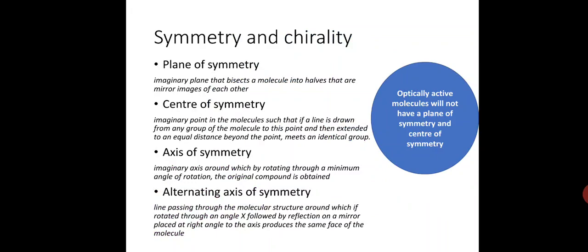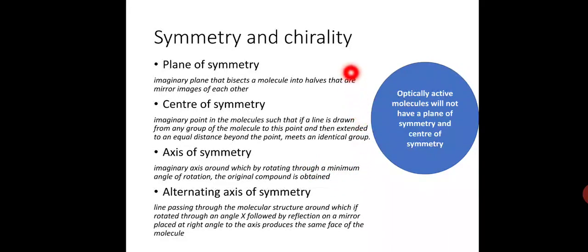So when you are looking into a molecule, by using symmetry you can predict whether that molecule is optically active or not, or whether that molecule is chiral or not. The main symmetry elements are plane of symmetry, center of symmetry, axis of symmetry, and alternating axis of symmetry.